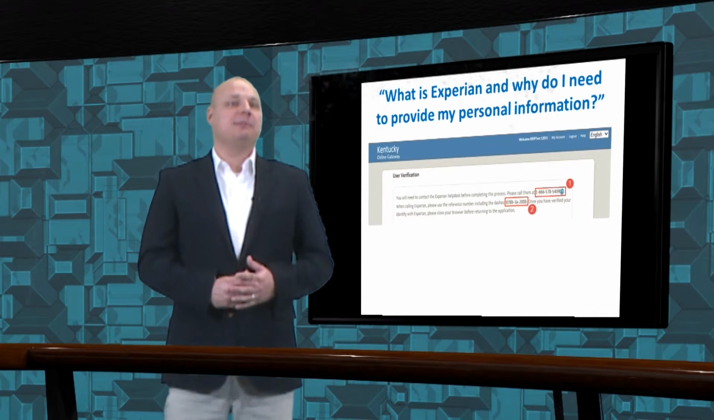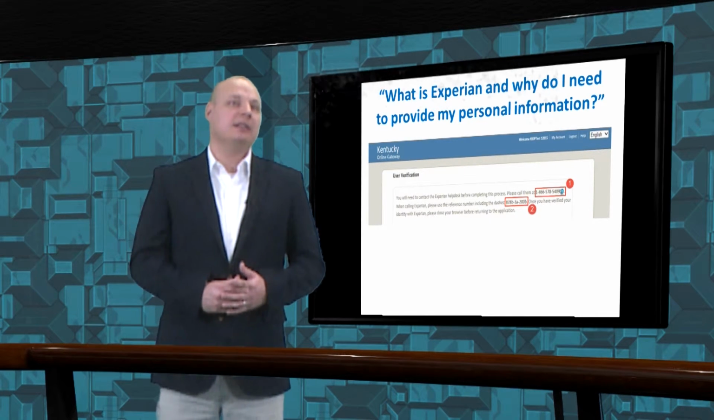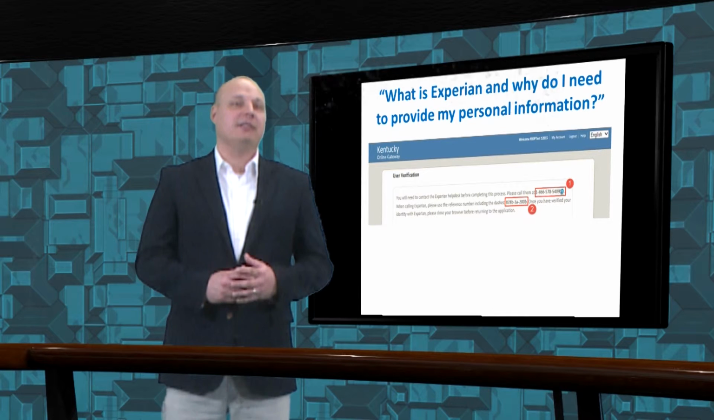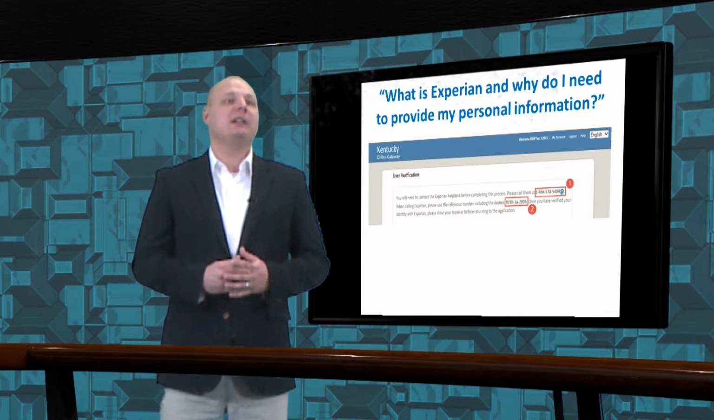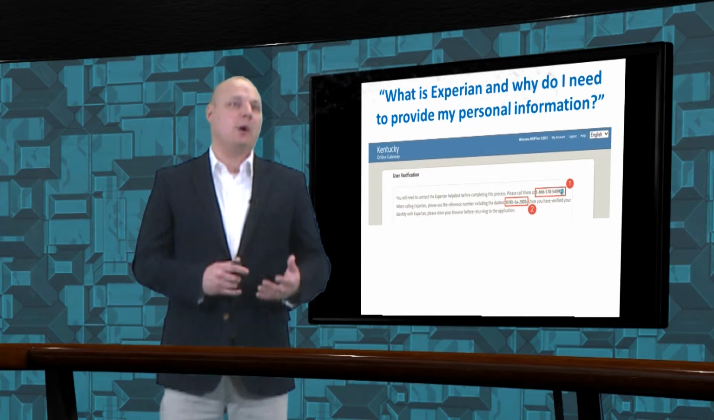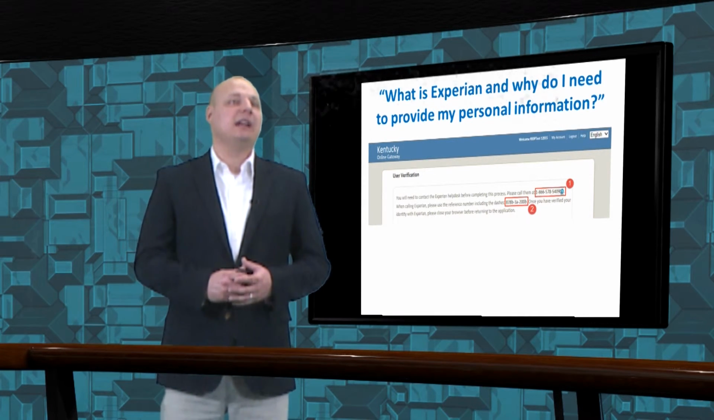If you're unable to be verified online by Experian, you'll receive a message containing a reference code and a number to call the Experian Help Desk so that you can be ID proofed online. When calling Experian, you will be required to provide your reference code, including the dashes, so that you can complete the process.